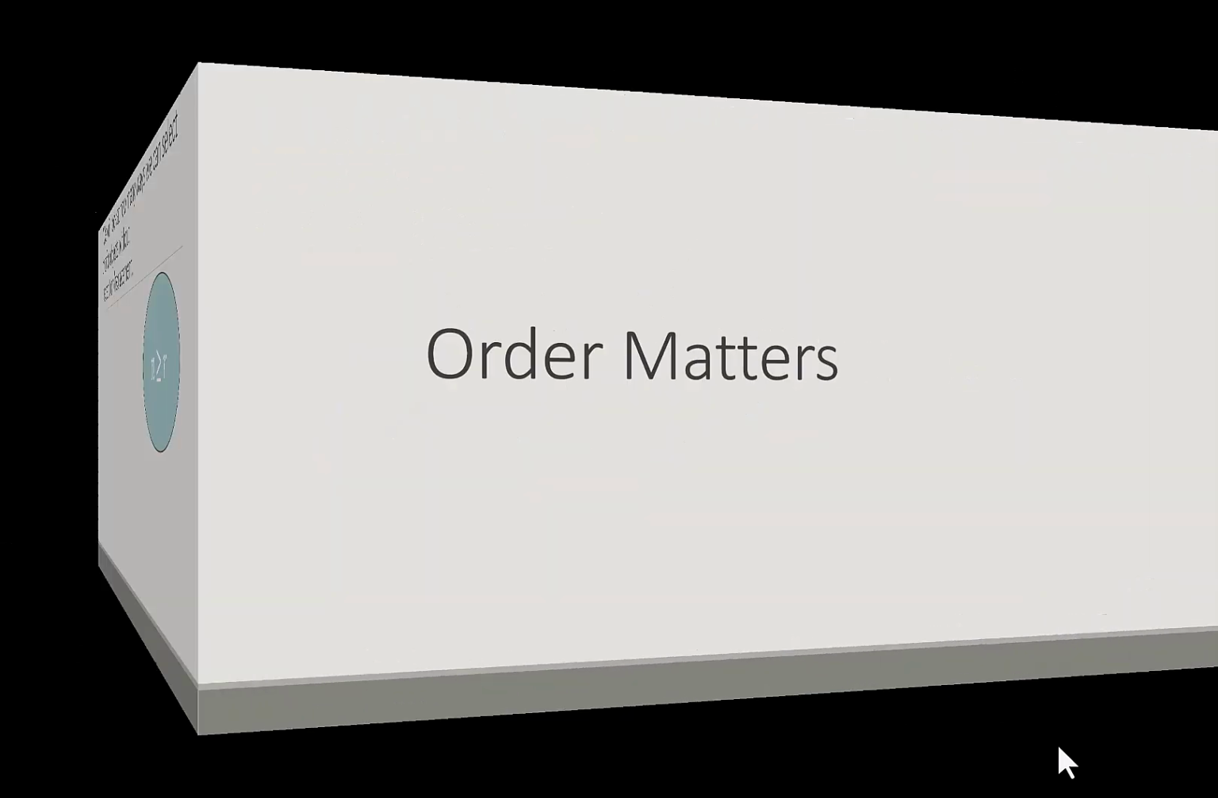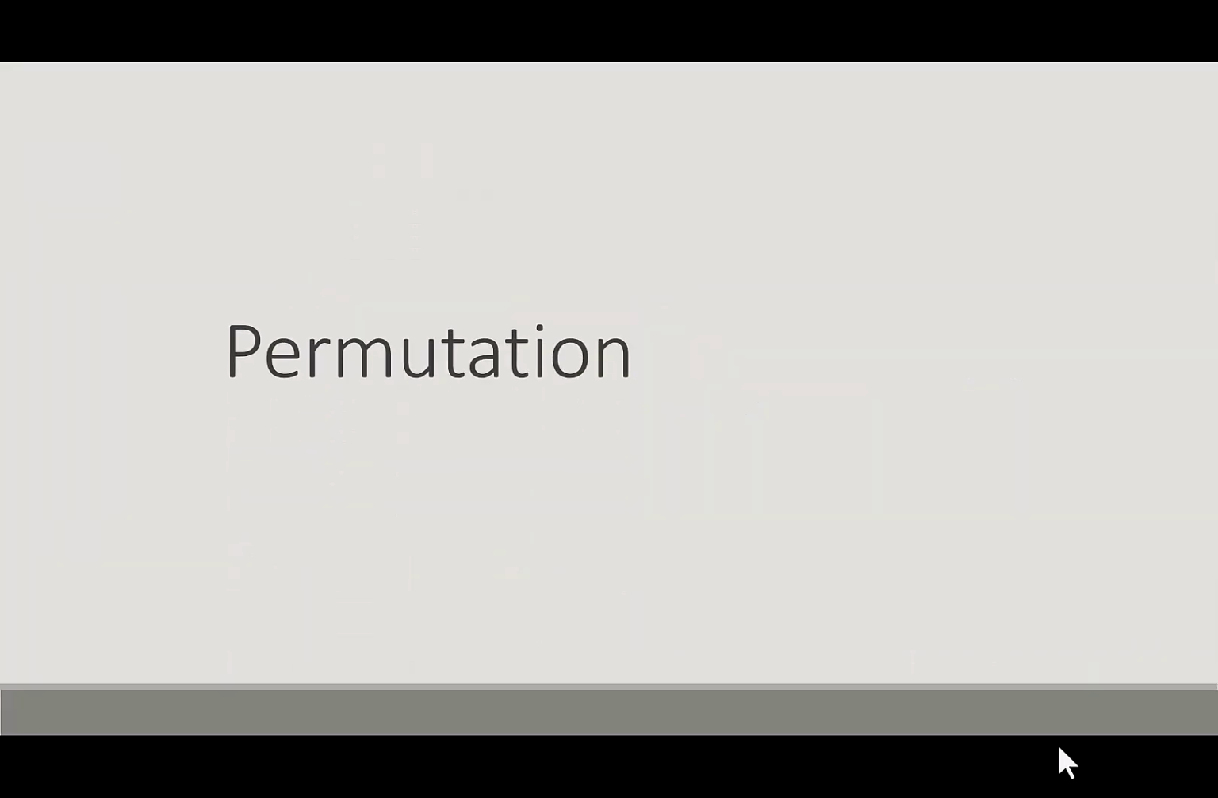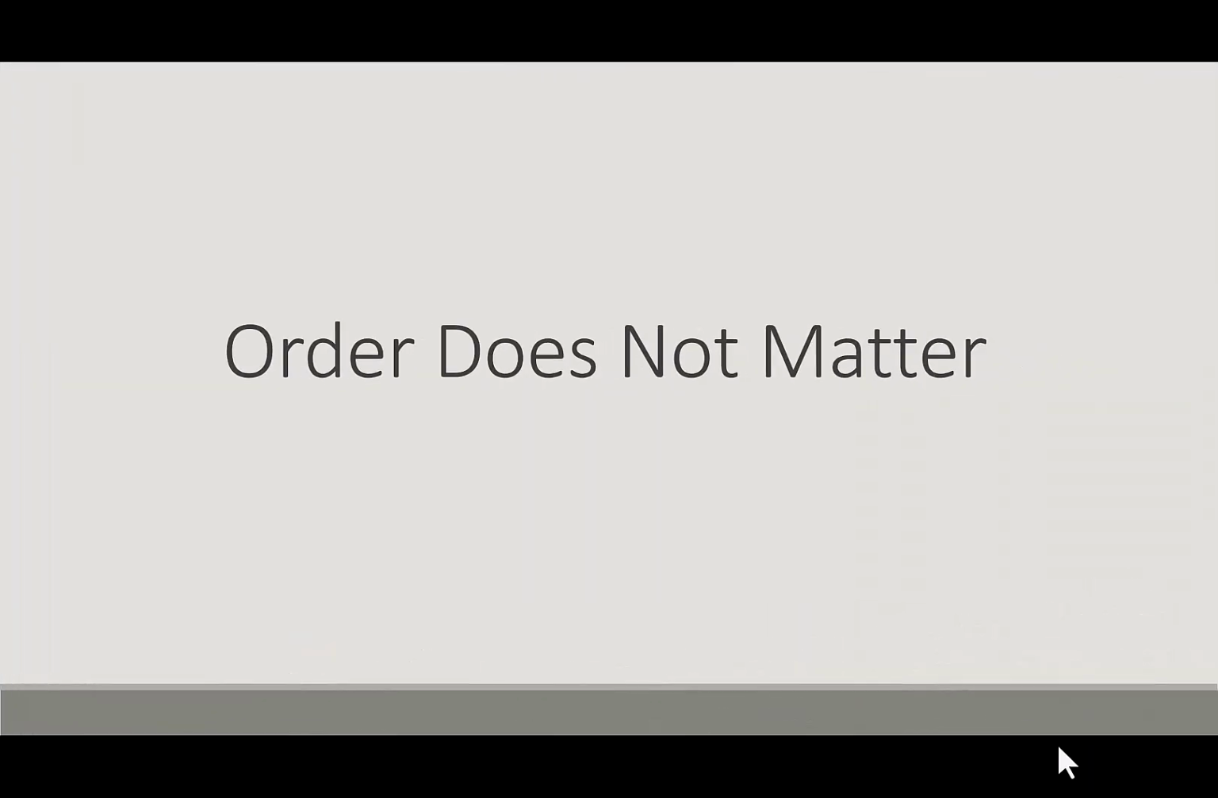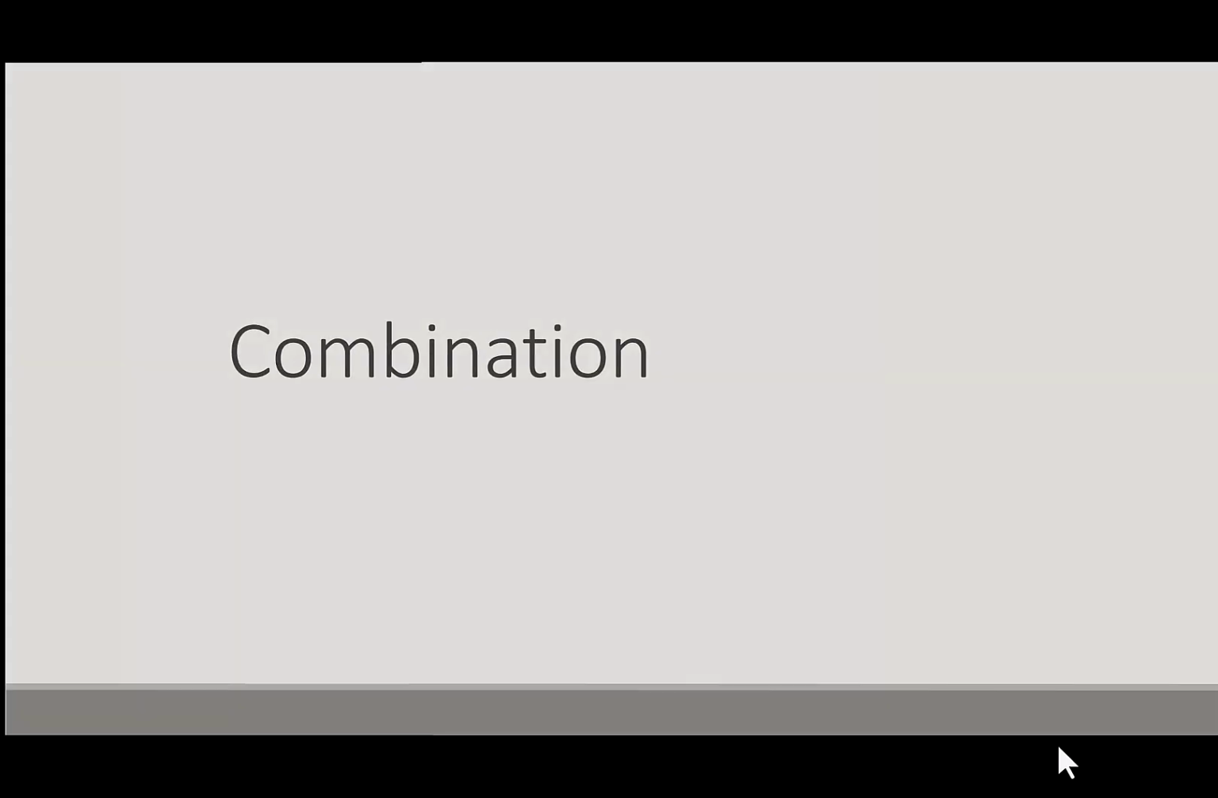Our first case is when order matters. We call that a permutation. When order doesn't matter, we call it a combination.